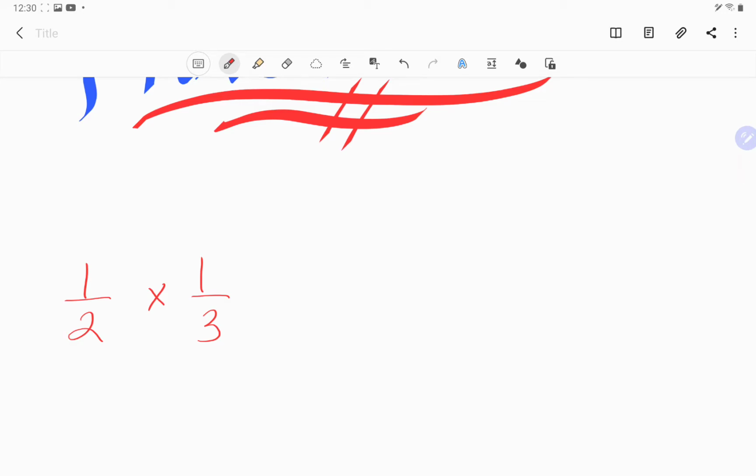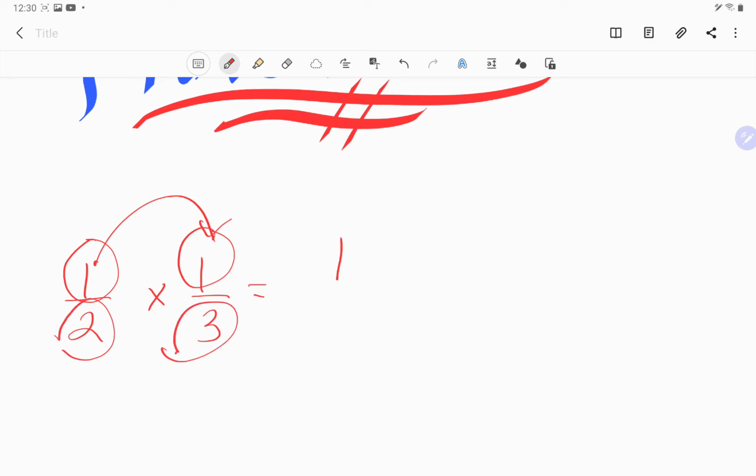Itong 1/2 at 1/3 ay dissimilar fractions. So, kapag nagmumultiply tayo ng fractions, imumultiply natin yung numerator sa numerator. Okay? Example, 1 times 1 is equal to 1. Then, imumultiply din natin yung denominator sa kapwa denominator. So, 2 times 3 is equal to 6. So, ito na yung sagot. So, 1/2 times 1/3 is equal to 1/6. Okay? Ganun lang siya kasimple.